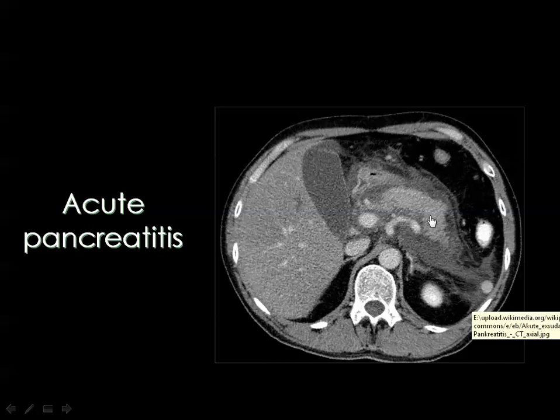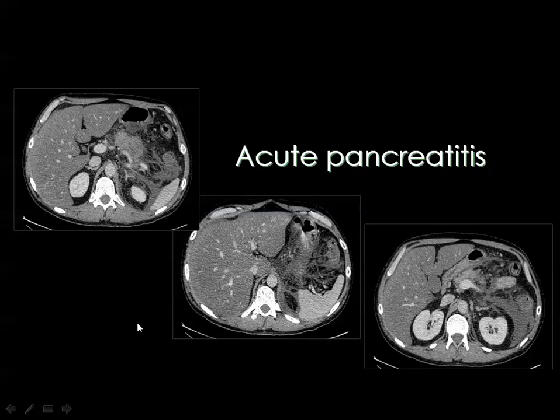You can see that the pancreas is swollen, and there is a lot of fluid around the pancreas, obliterating the peripancreatic fat planes. This is once again a case of acute pancreatitis. You see the pancreas is swollen, and you see a dirty appearance of the peripancreatic fat planes, and you have a lot of fluid in this area, anterior to the kidney and posterior to the pancreas.